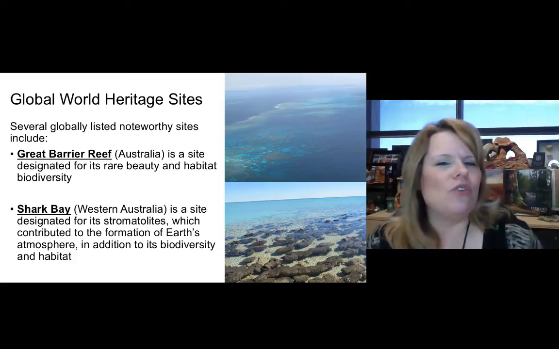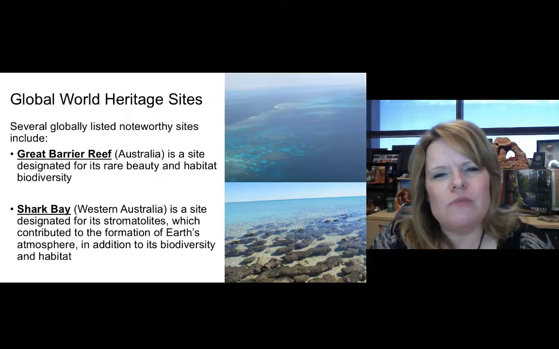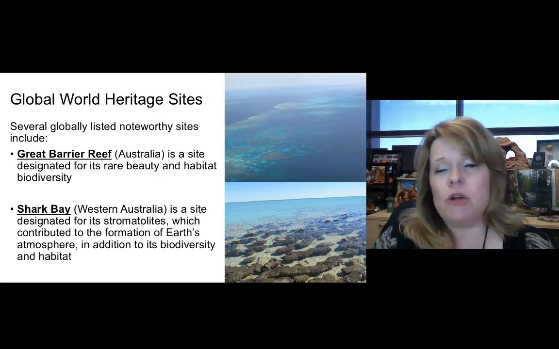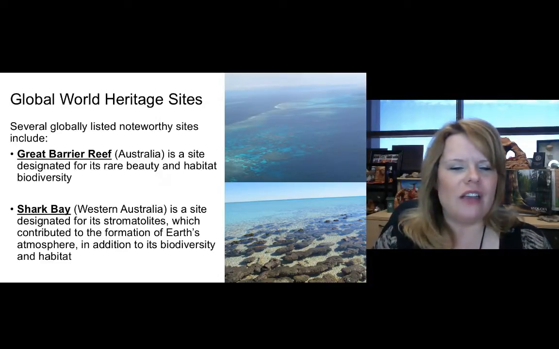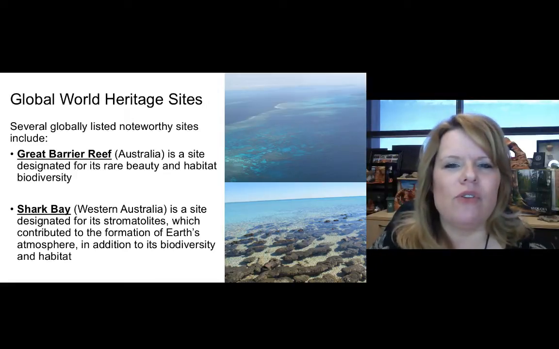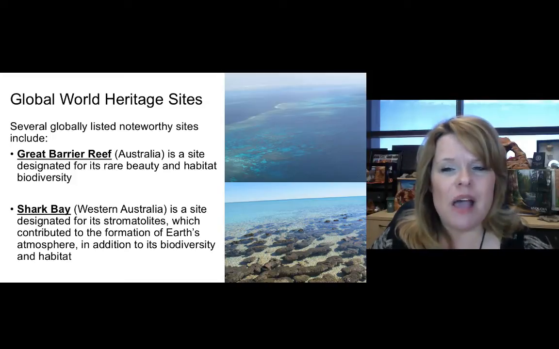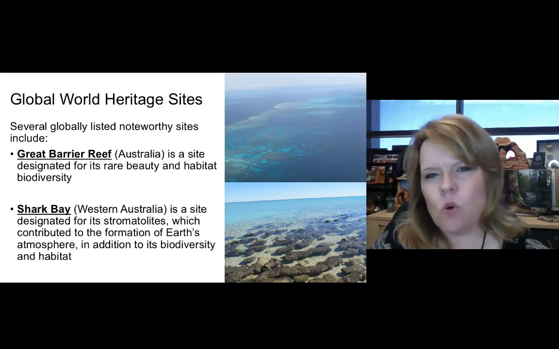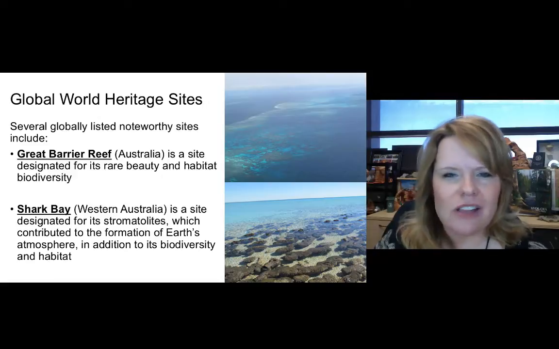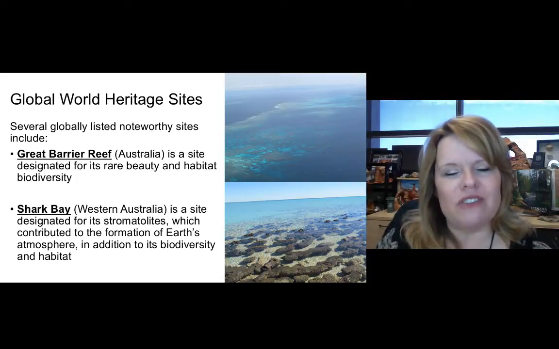Several globally listed noteworthy sites that I've been to, besides Waterton Glacier International Peace Park, would be the Great Barrier Reef in Australia. This is a site designated for its rare beauty, its habitat, biodiversity, and it's truly remarkable. It's not been around forever, so from a geological perspective, it's young, but it has established some remarkable coral reefs, and they're all types of corals, not just barrier reefs. I want you to know that it has every type of coral available. It's just in a barrier reef system.